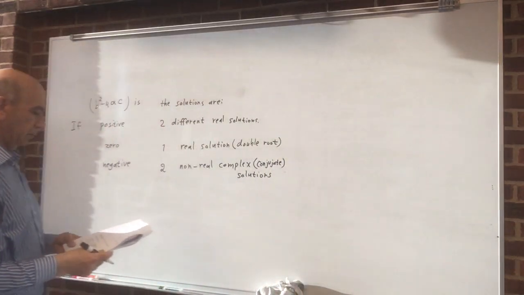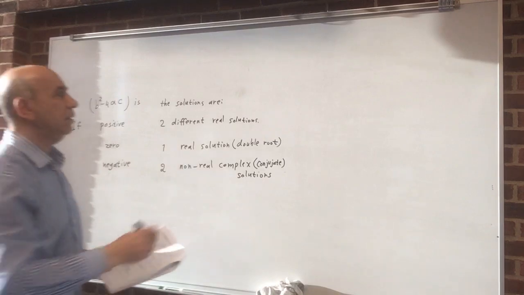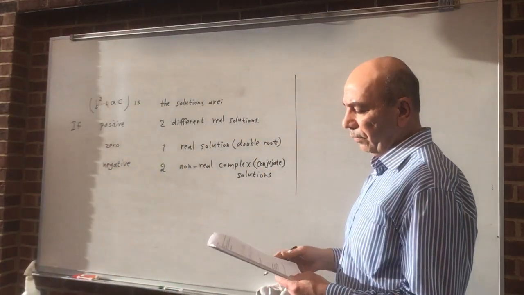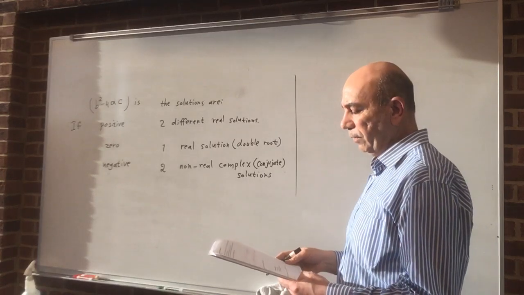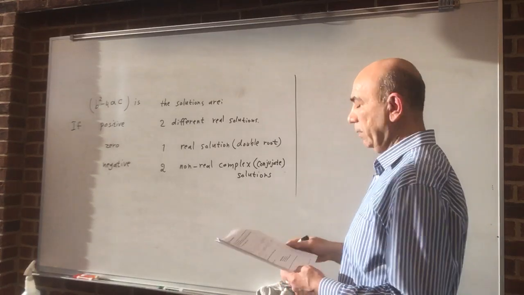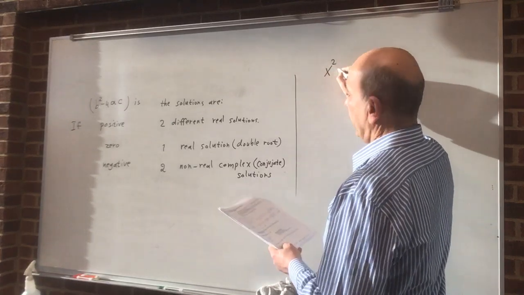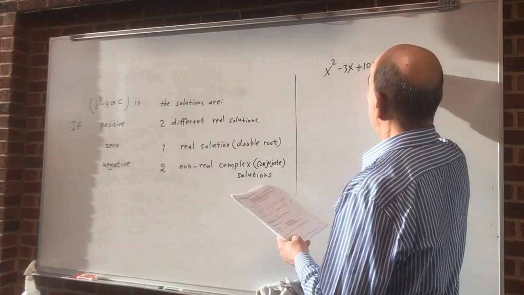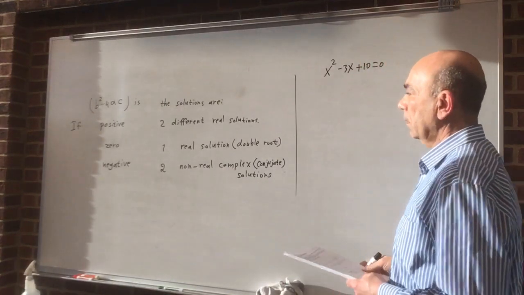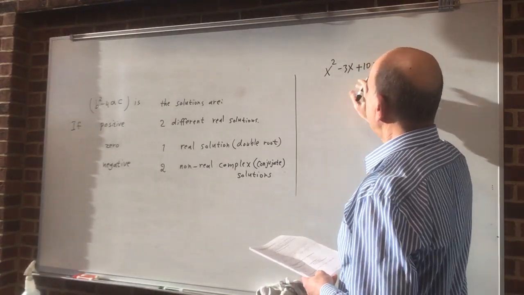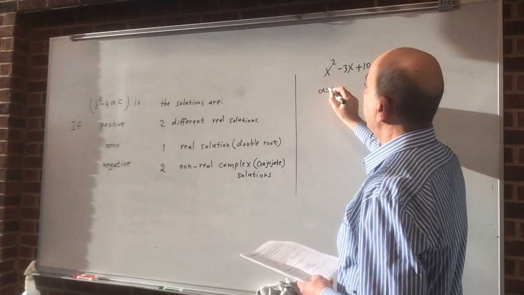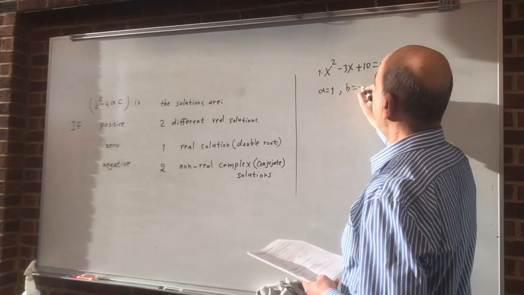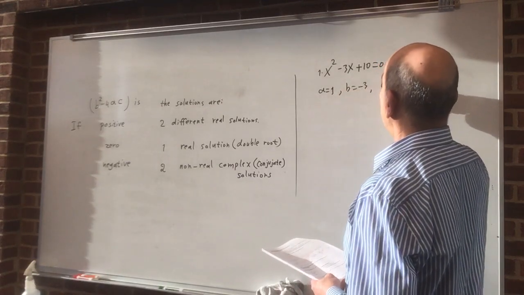So for example, use the discriminant to determine what type of solution exists for the quadratic equation. So we have this quadratic equation. Here in this example, a equals 1, the coefficient of x squared is 1. b equals negative 3, c equals 10.